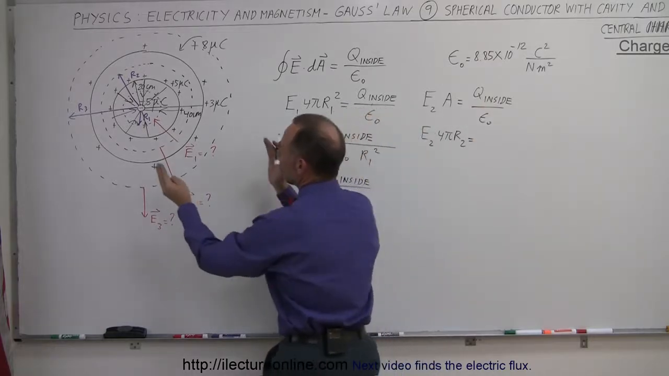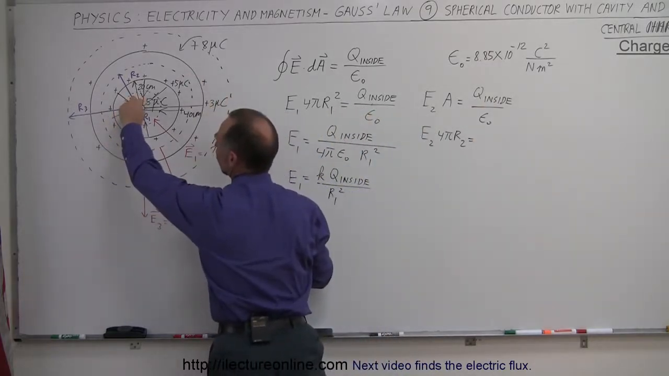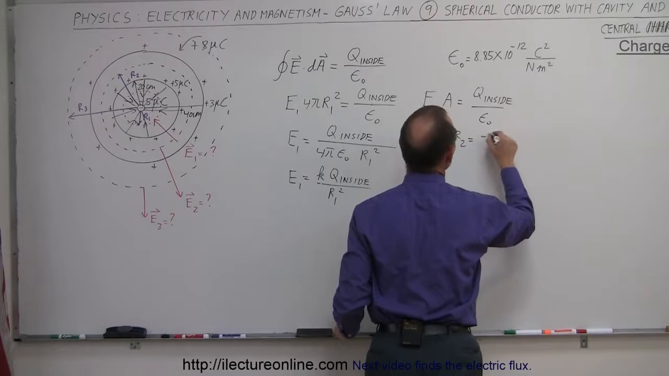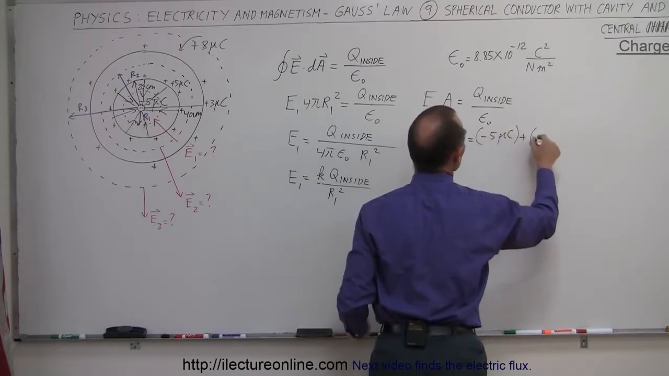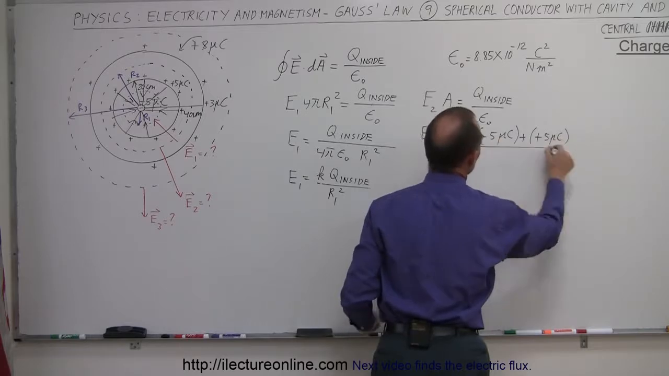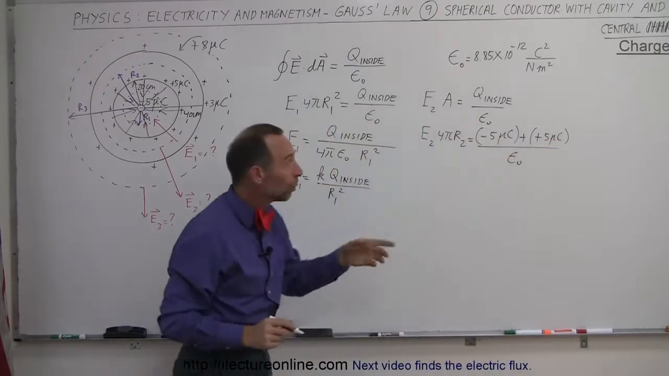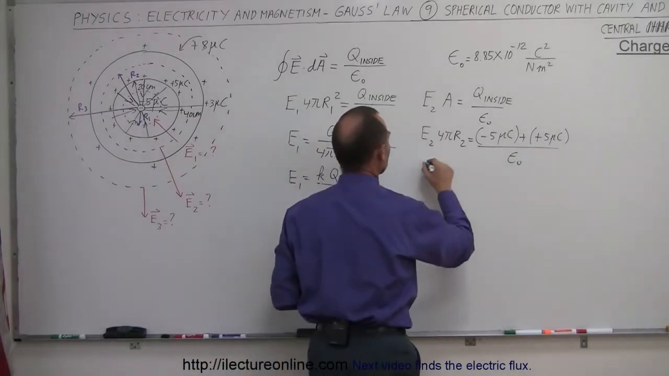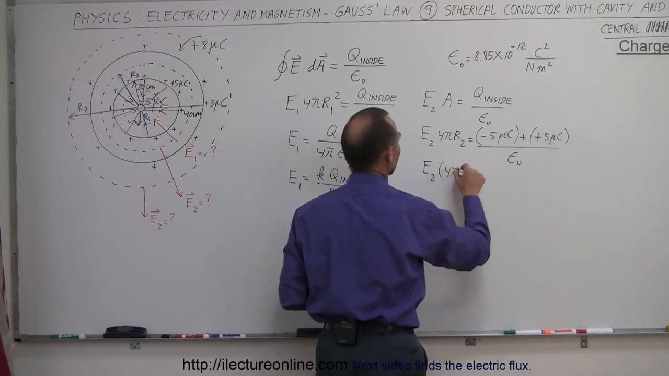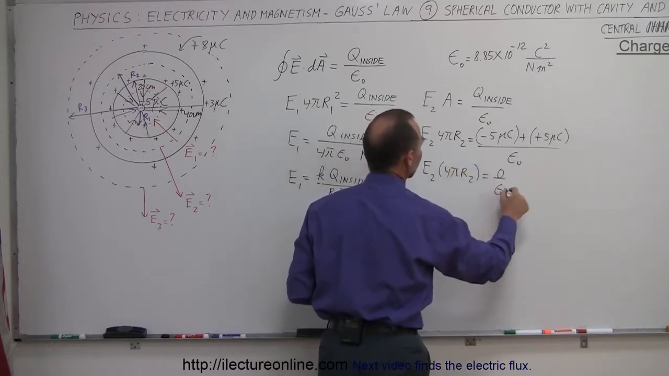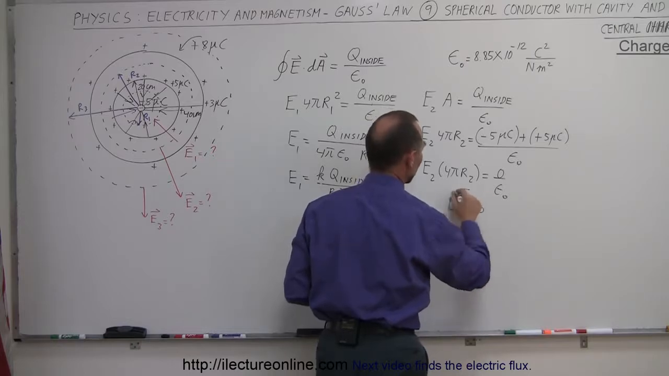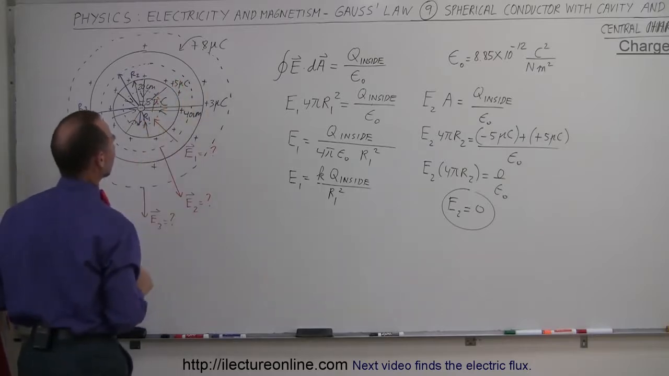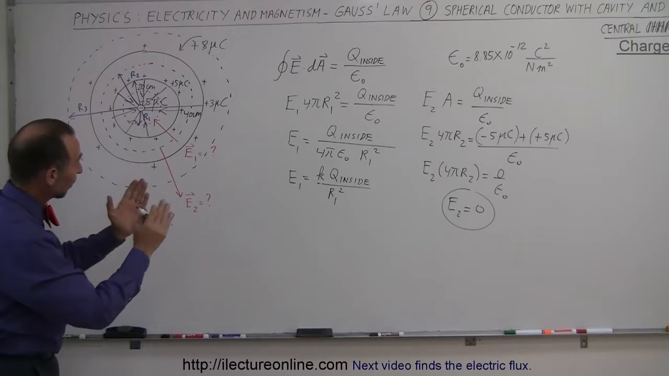Now the interesting thing about the Q inside the Gaussian surface, it'll be the minus 5 microcoulombs here plus the positive 5 microcoulombs there, divided by epsilon sub naught. Now notice that these two will cancel each other out. That means there's zero net charge inside. So we have E2 times 4 pi R2 equals 0 divided by epsilon sub naught. So E2 equals 0. There is no electric field inside the conductor between the inside surface and the outside surface of the conductor. Wow. That's interesting, but that's what Gauss's law tells us.